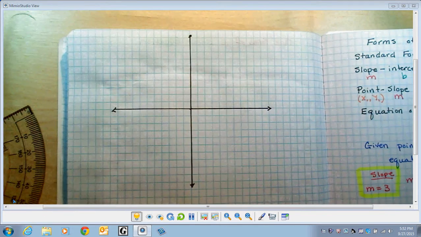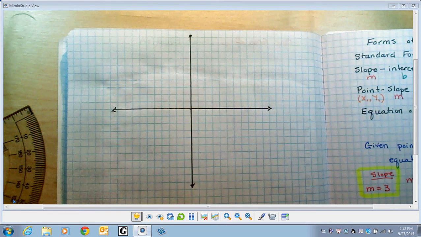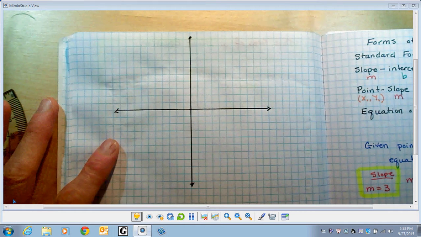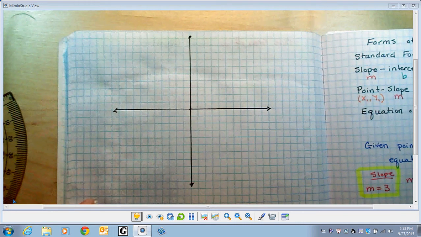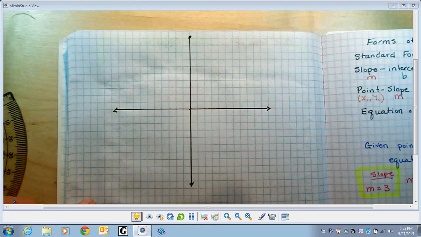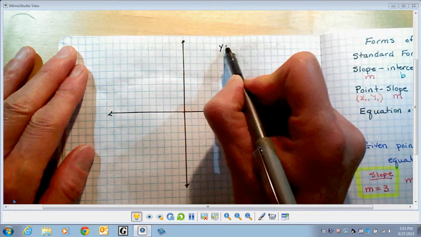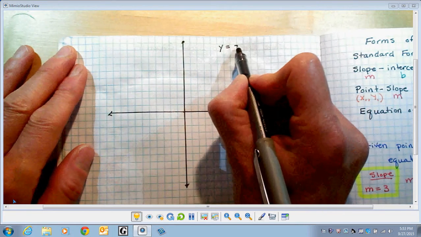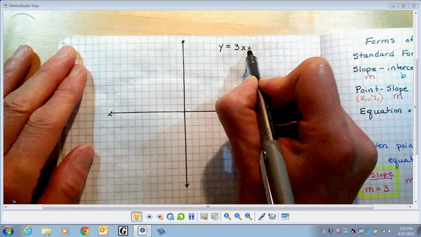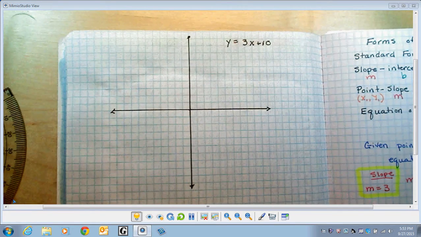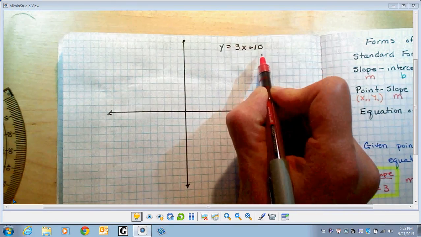So there's a couple ways that we can graph this. Remember I said we could graph using the points, but the problem is the points that I had were off this graph, because my points were negative 11, negative 23, which is somewhere way off the screen, okay? But I do have the equation y equals 3x plus 10.